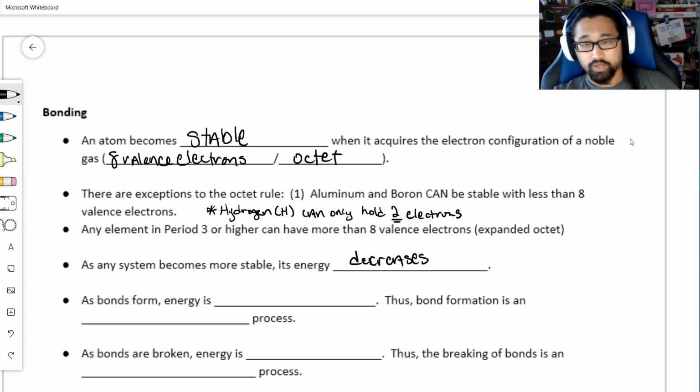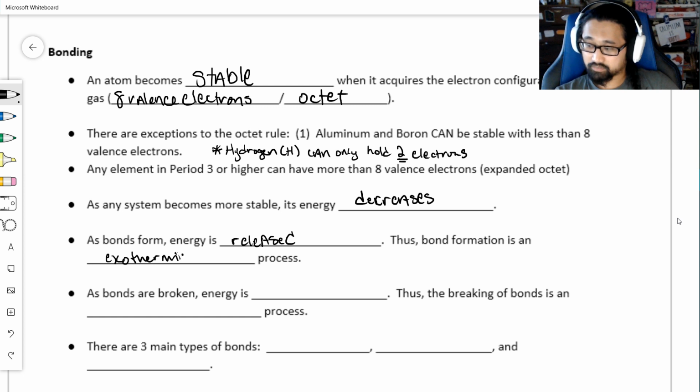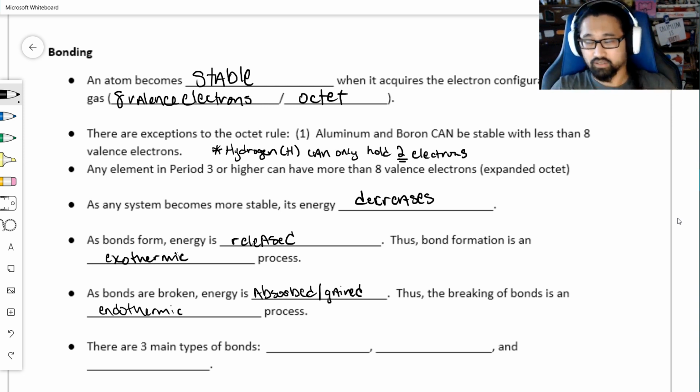The fact that when we form a bond, energy is actually released, which makes bonding an exothermic process. You should notice that the next bullet point is the same. So as energy is absorbed or gained, breaking bonds is endothermic.